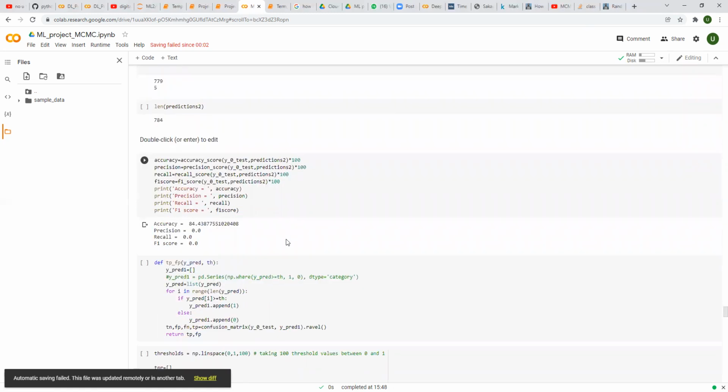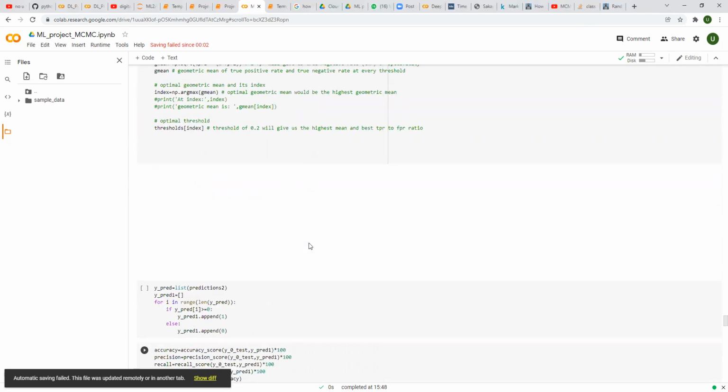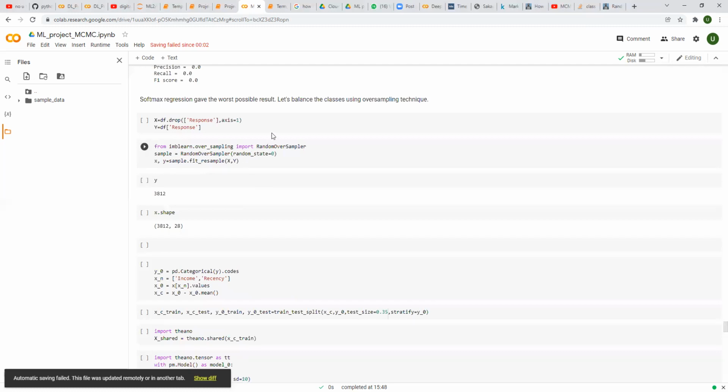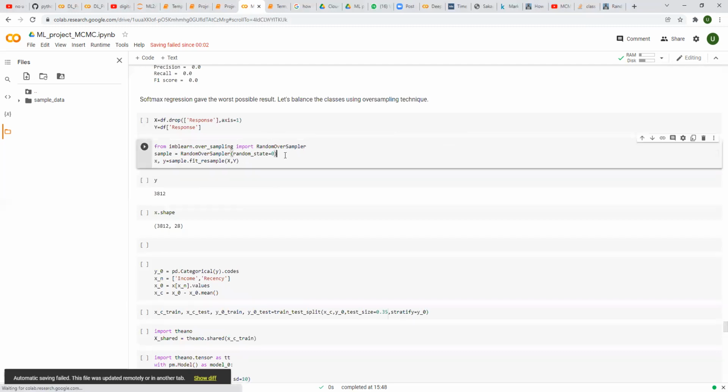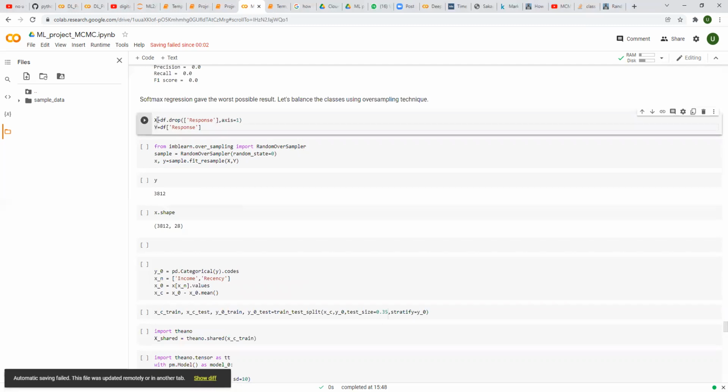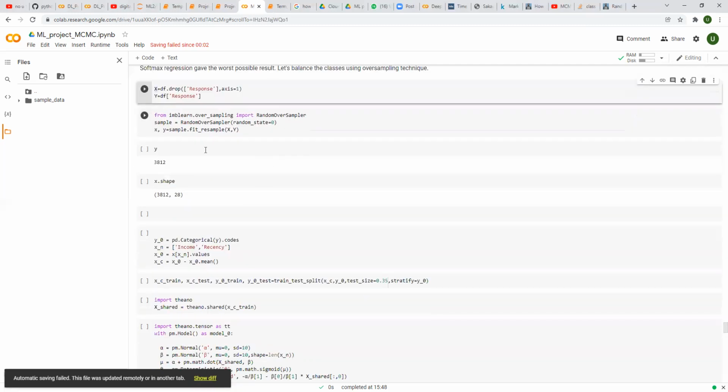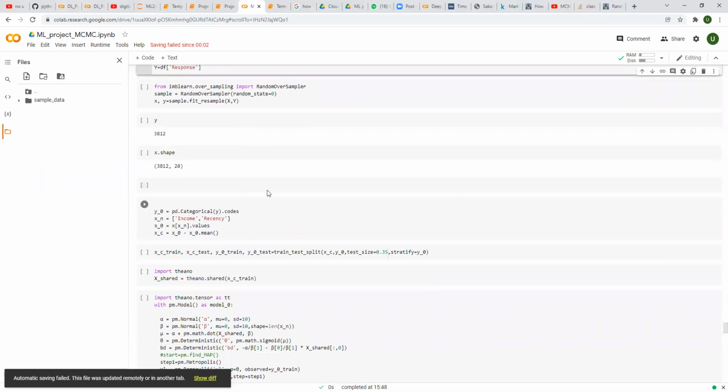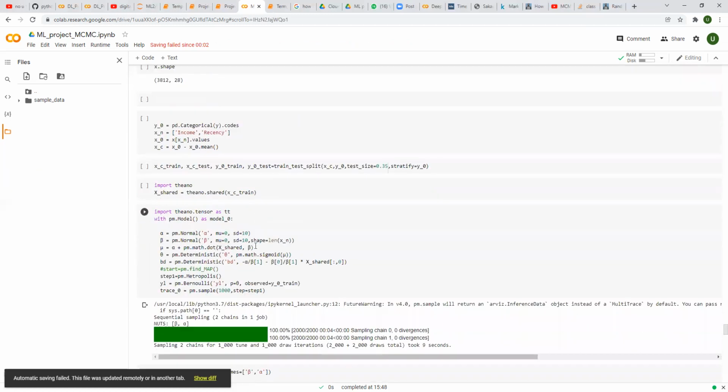But let's try to balance the classes like we do in machine learning by oversampling. We have a small number of ones, so we're going to increase the number of rows which have ones by duplicating them. So over here we applied a random oversampler and put it on X and Y, X being our predictors and Y our response target. So the shape makes sense. And we apply the same thing again, this time using the Metropolis-Hastings algorithm.